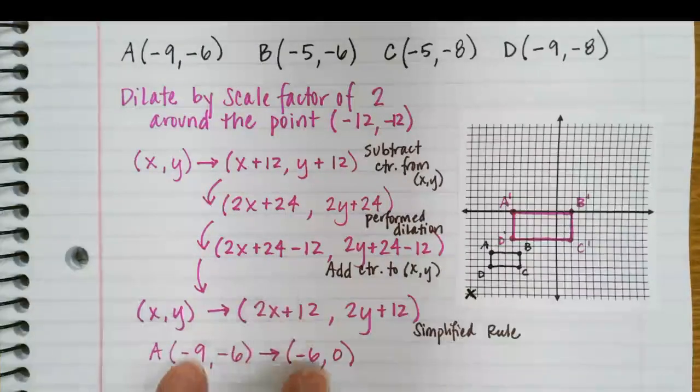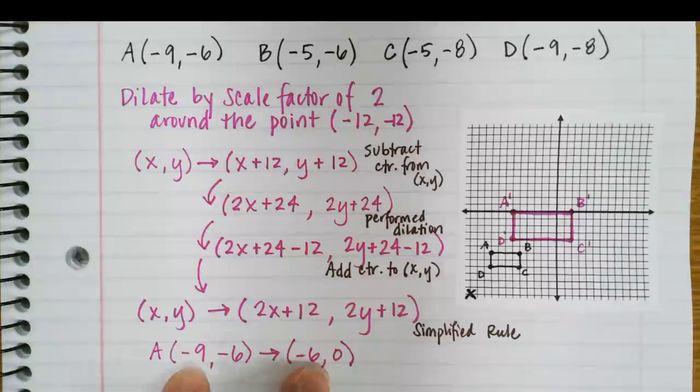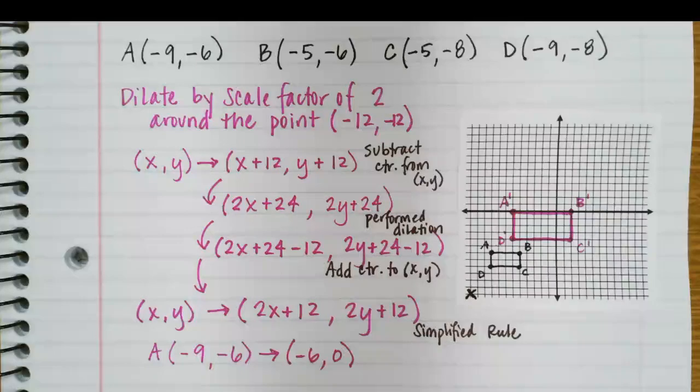So we could use this and algebraically figure out what our new points would be for the dilation, or if you have a graph, it's probably just as easy to use the graph. But this gives you an idea of how to do it, depending on whether you have a graph or not.